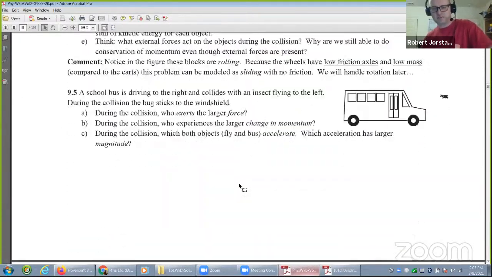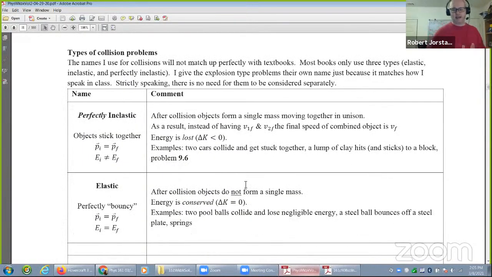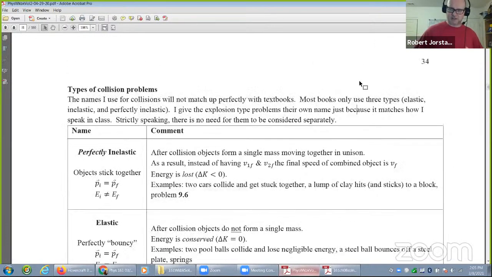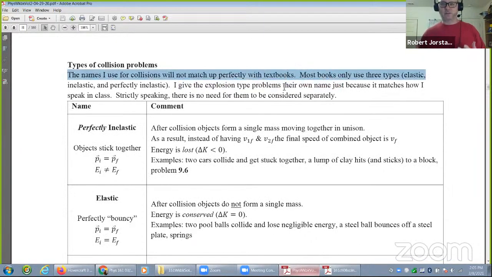These are, you could see some problems that we're going to talk about, but these are the types of collisions. So this is the last piece of theory. So if you're curious about these different names that I've been using, on page 34, so we see page 31, 32, and 34 have all the kind of notes. The names I use don't necessarily match up perfectly with textbook, but usually they do. Most books usually just give these three.